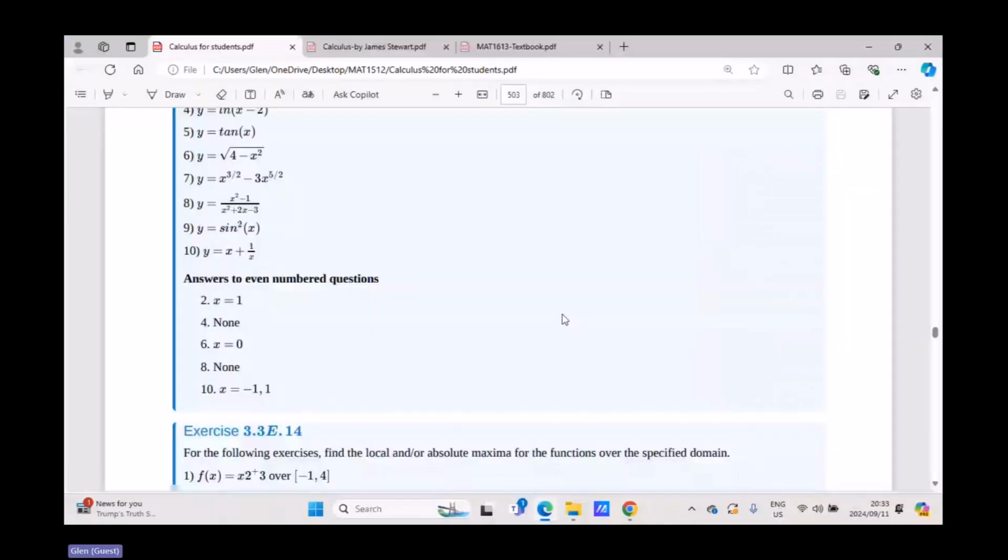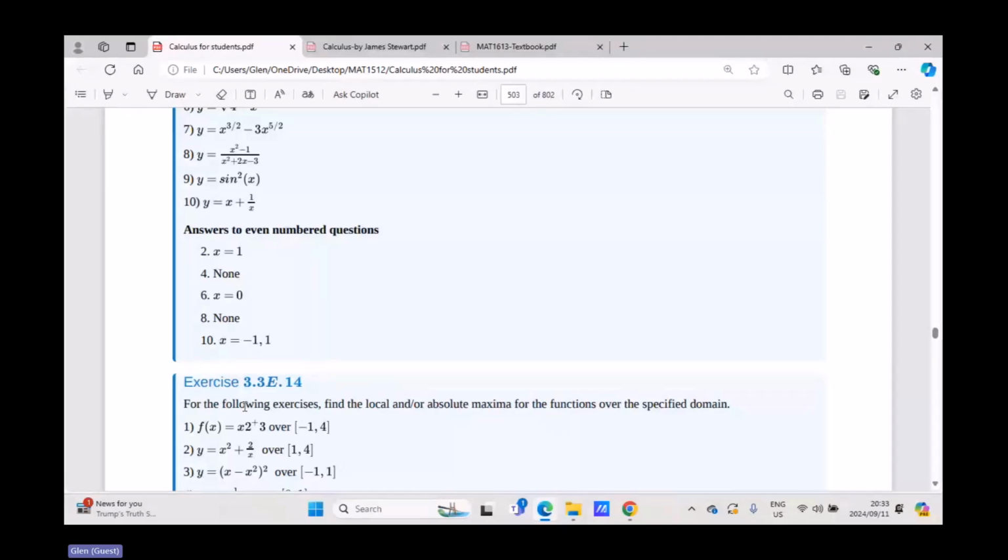Number 2, exercise 3.3E.14. Only this one. For the following exercises, find the local and or absolute maximum for the functions over the specified interval. We dealt with this yesterday. Yes, sir. Only number 2, y equals x squared plus 2 over x over the closed interval 1 and 4. Have you all captured it? Yes, sir.